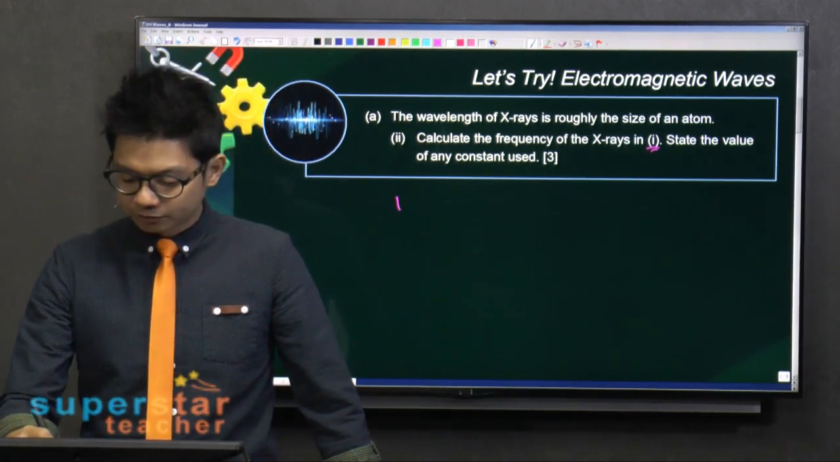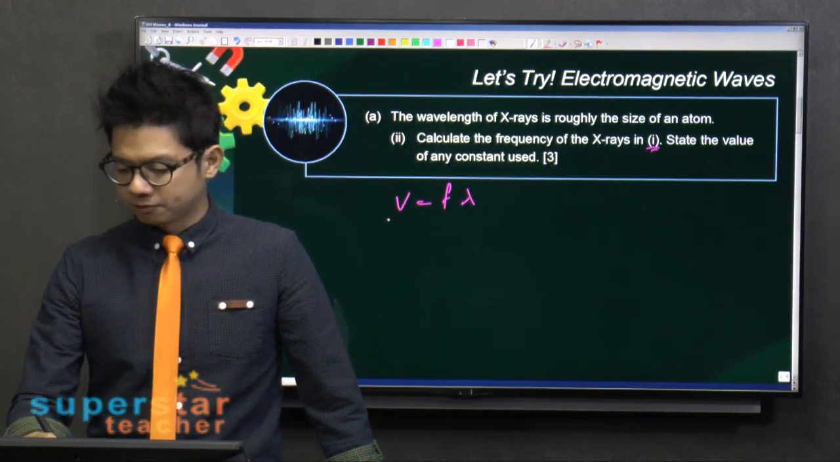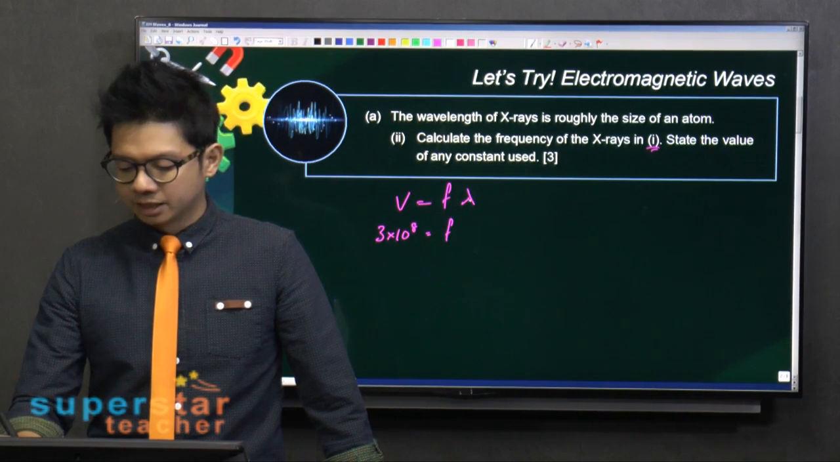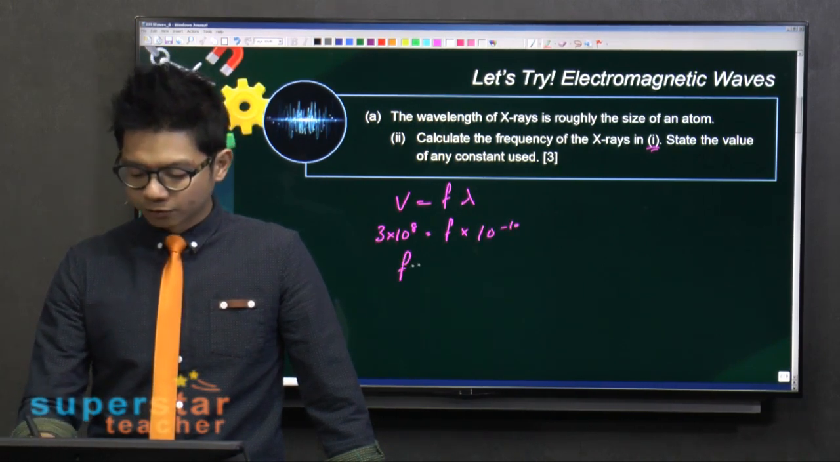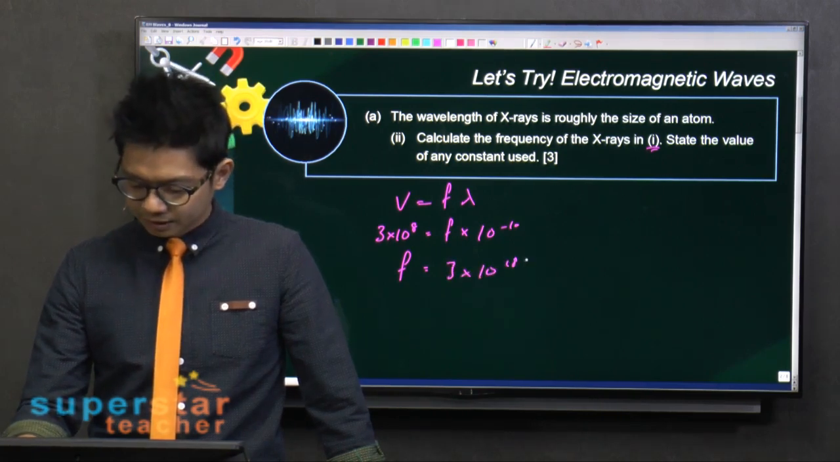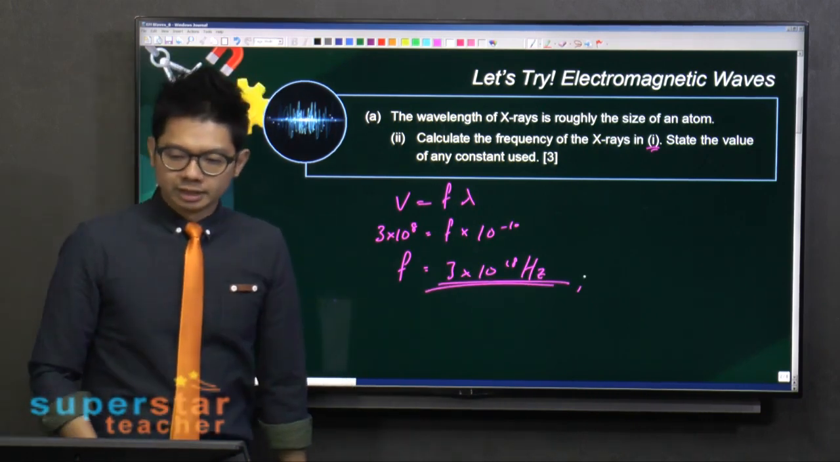Because v equals f lambda, and the speed of X-ray, an EM wave, should be 3 times 10 to the power of 8, and the wavelength we know is 10 to the power of negative 10. So the frequency, if you work it out, should be 3 times 10 to the power of 18 Hertz.